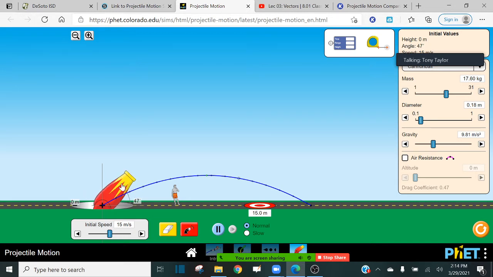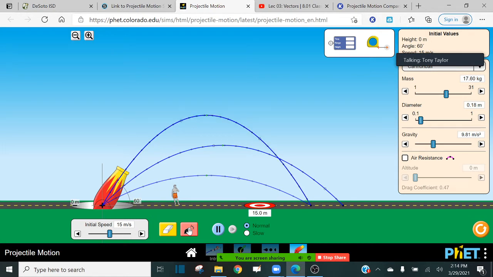45 degrees. Let's launch my cannonball. Notice how far it went there. Now let's compare that to a 60-degree launch. So let's launch it there. Someone tell me which one had the greatest range, the 30-degree, the 45-degree, or the 60-degree?